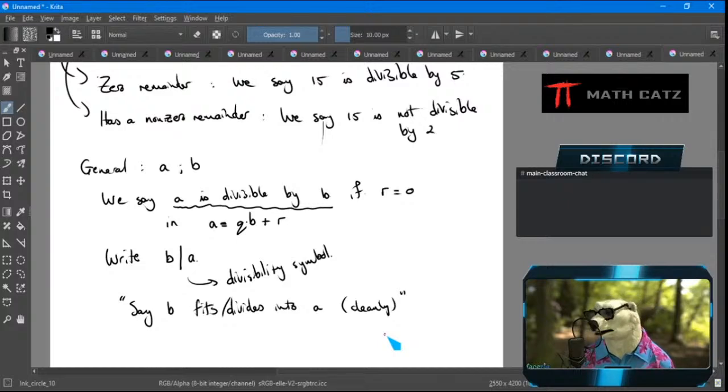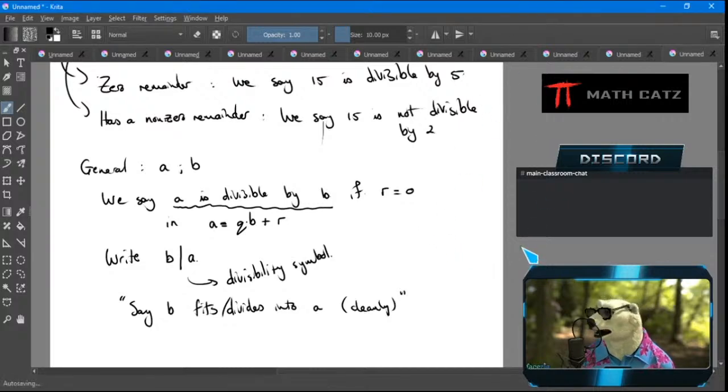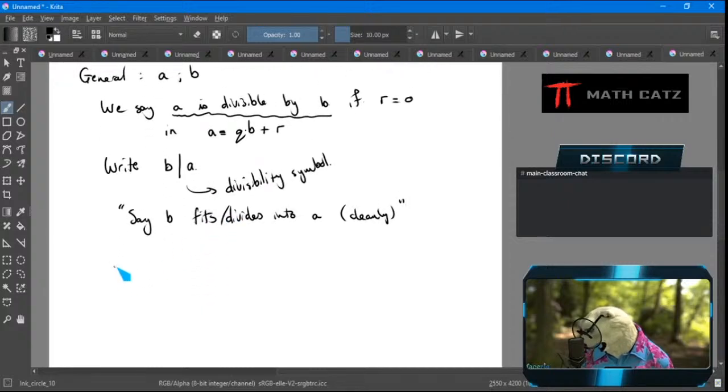And then I don't get confused which one goes where, because I see people flip them around, which is not ideal, because it would then mean different things. So I actually like the informal sentence, and I'm going to use it often. B fits into A, or B divides into A, implying that there's no remainder. And that then helps me remember how to write it with the divisibility symbol, because then it's in line with how I say things.